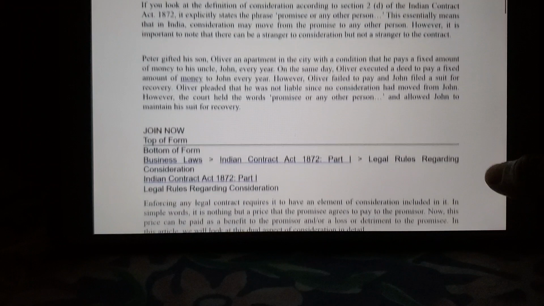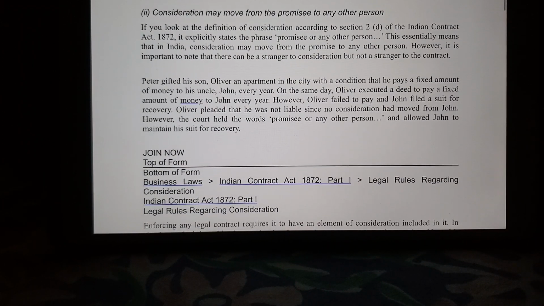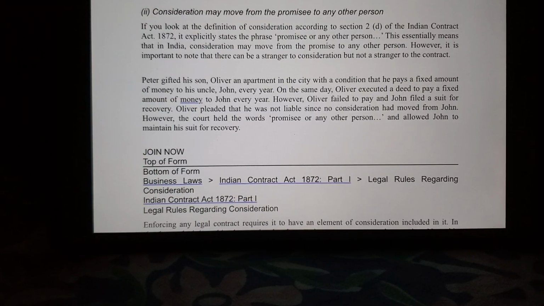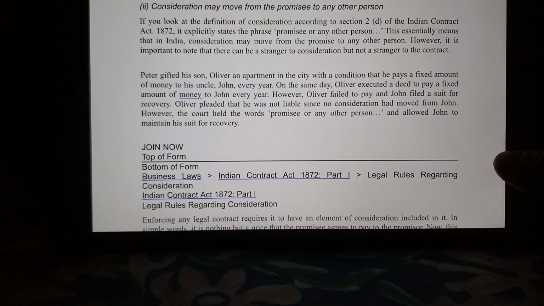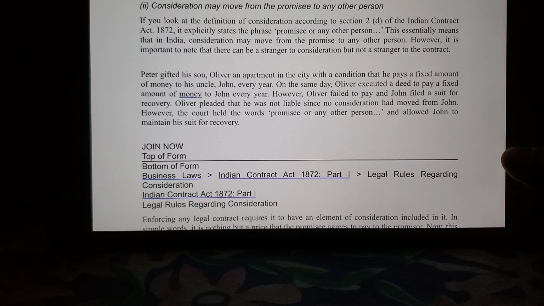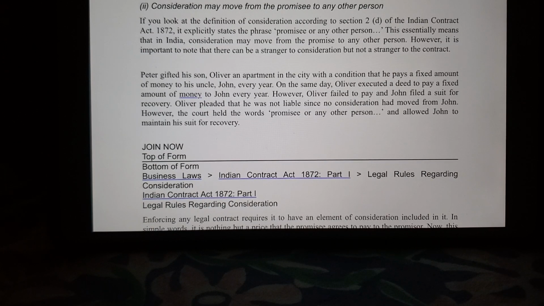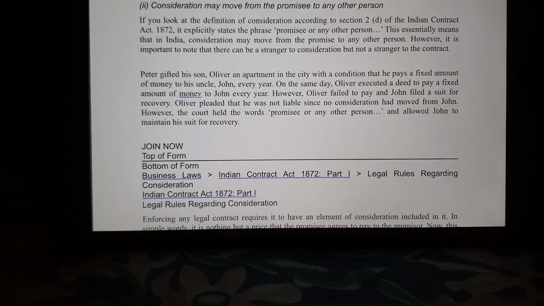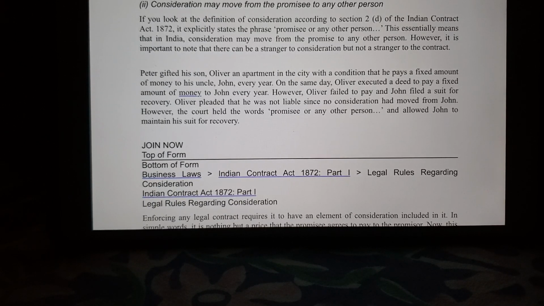Second, consideration may move from the promisee to any other person. If you look at the definition of a consideration according to Section 2(d) of the Indian Contract Act 1872, it explicitly states the phrase promisee or any other person. This essentially means that in India, consideration may move from the promisee to any other person.